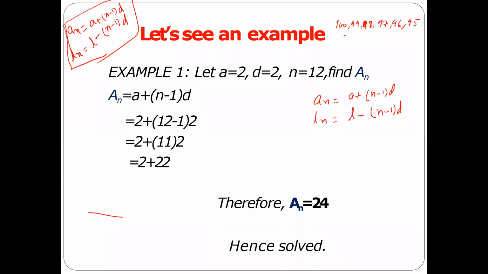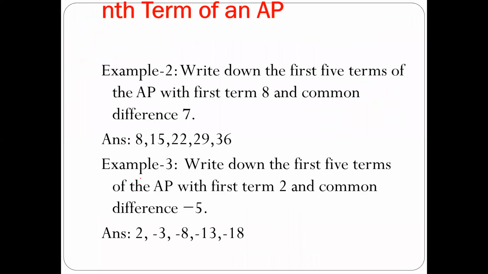Let a is equal to 2, d is equal to 2, n is equal to 12. Find the term. Here the answer is 24. 2 plus 12 minus 1 into 2, 2 plus 11 into 2, 2 plus 22 is equal to 24. Find any term of an AP.